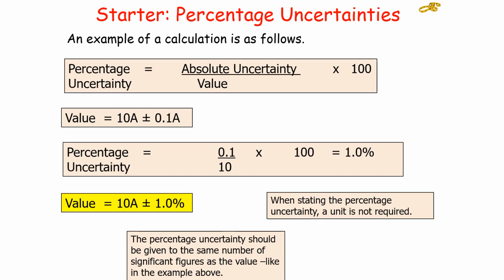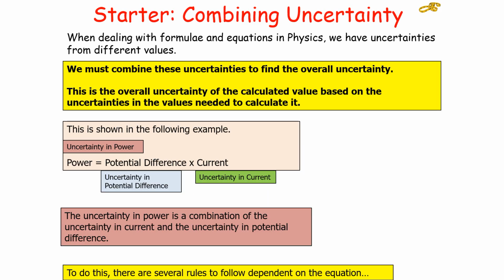So here's an example of how you calculate percentage uncertainty. It's the absolute uncertainty divided by the value times 100. Now again, the percentage uncertainty should be given to the same number of significant figures as the value, like in the example above. Now if you've got a number of different uncertainties, we can combine the uncertainties to find an overall uncertainty if we're using an equation. But there are several rules to do this.